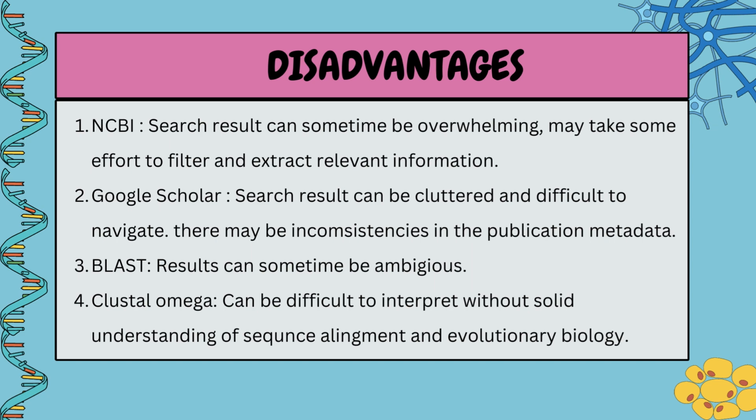Google Scholar search results can be cluttered and difficult to navigate, and there may be inconsistencies in the publication metadata that can affect the reliability of the results. The third one is BLAST. The results can sometimes be ambiguous and difficult to interpret, particularly for those who are not well versed in the subject area. And the last but not least, Clustal Omega. It can be difficult to use and it has a limited scope of coverage.